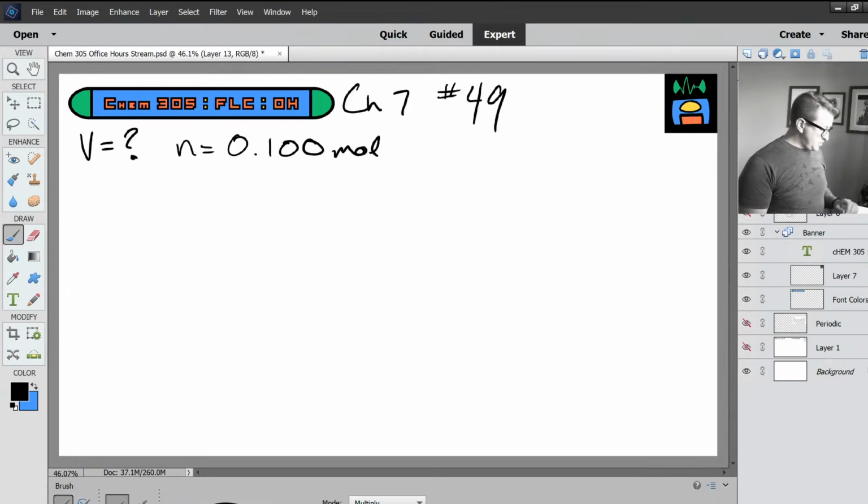All right, so popping back to number 49. We have 0.1 moles of this gas. Our pressure is 2.00 atmospheres.